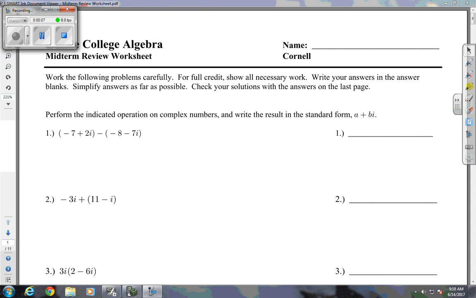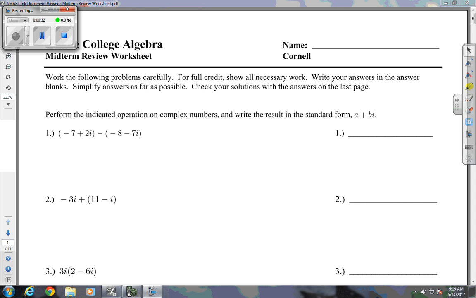I'm going to work through your midterm review worksheet with you, so you'll need to have this printed from your midterm folder in Blackboard and also have your calculator handy so that we can check some of our problems. I'm going to work through these pretty quickly, so feel free to pause and reverse and listen as many times as you feel necessary in order to understand the information. So let's go ahead and get started.